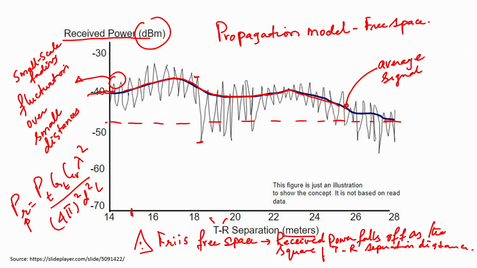Now if you look at this expression and connect it to the explanation, you see that the Friis free space expression is actually saying that the received power falls off as the square of the TR separation distance.